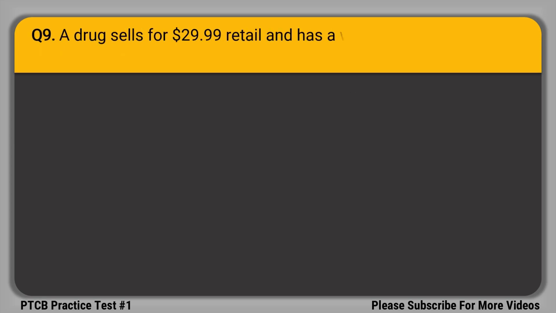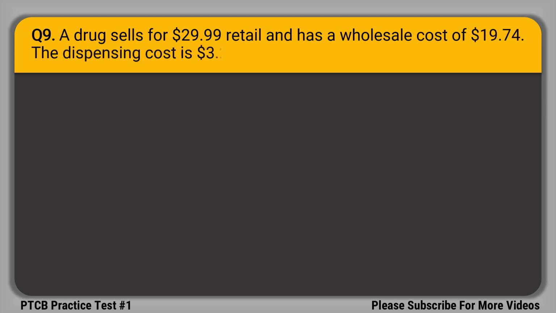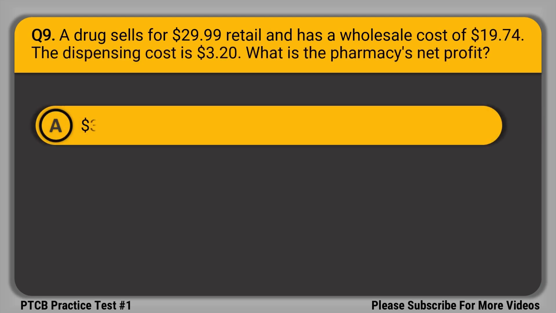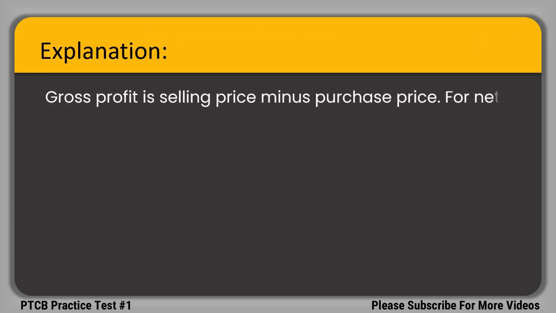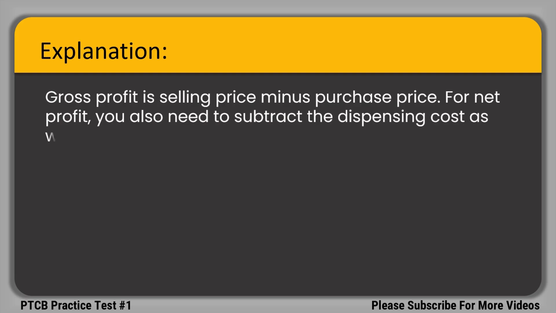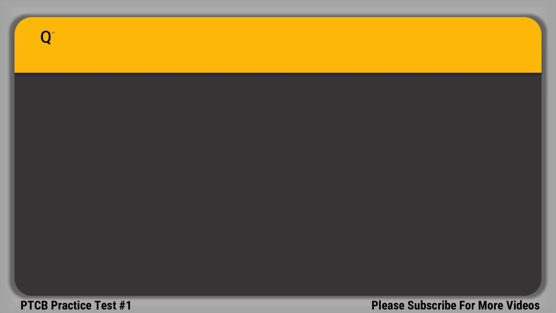Question 9. A drug sells for $29.99 retail and has a wholesale cost of $19.74. The dispensing cost is $3.20. What is the pharmacy's net profit? A. $3.20. B. $7.05. C. $10.25. D. $29.99. B. $7.05. Gross profit is selling price minus purchase price. For net profit, you also need to subtract the dispensing cost as well.